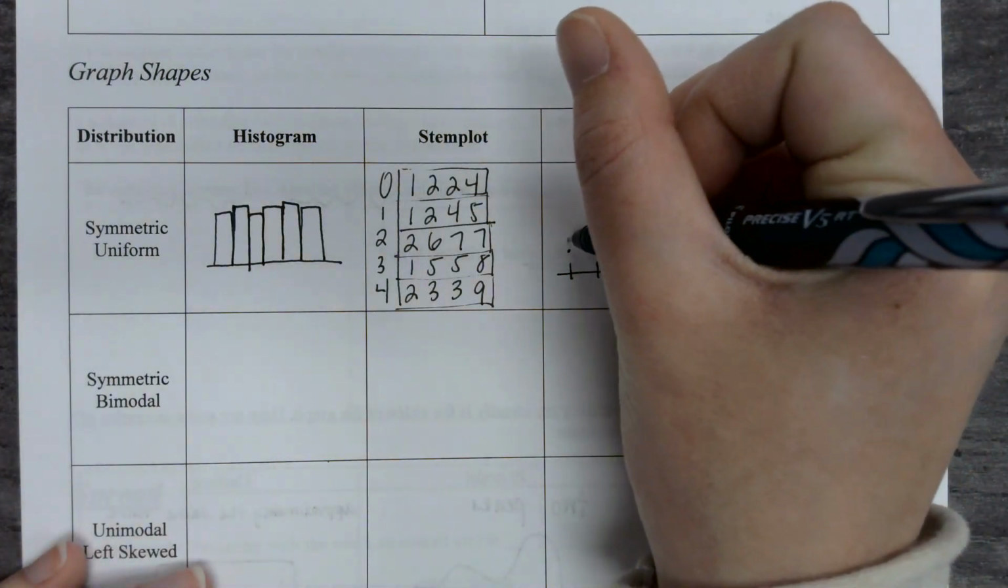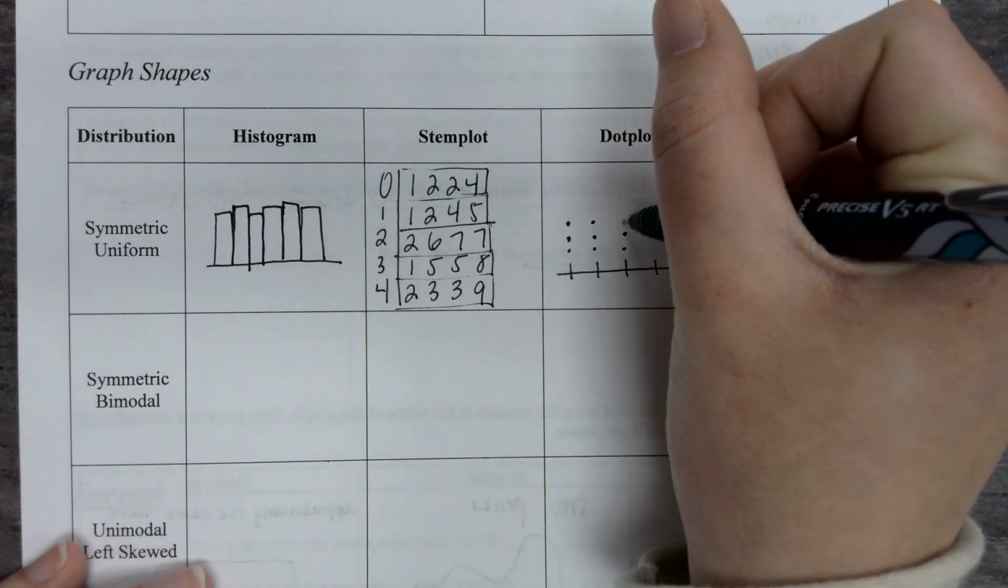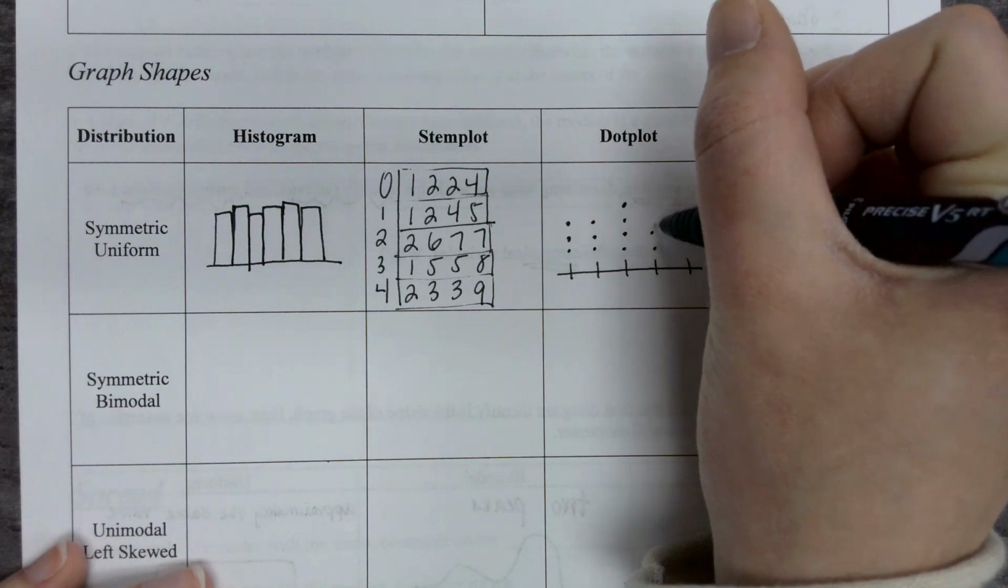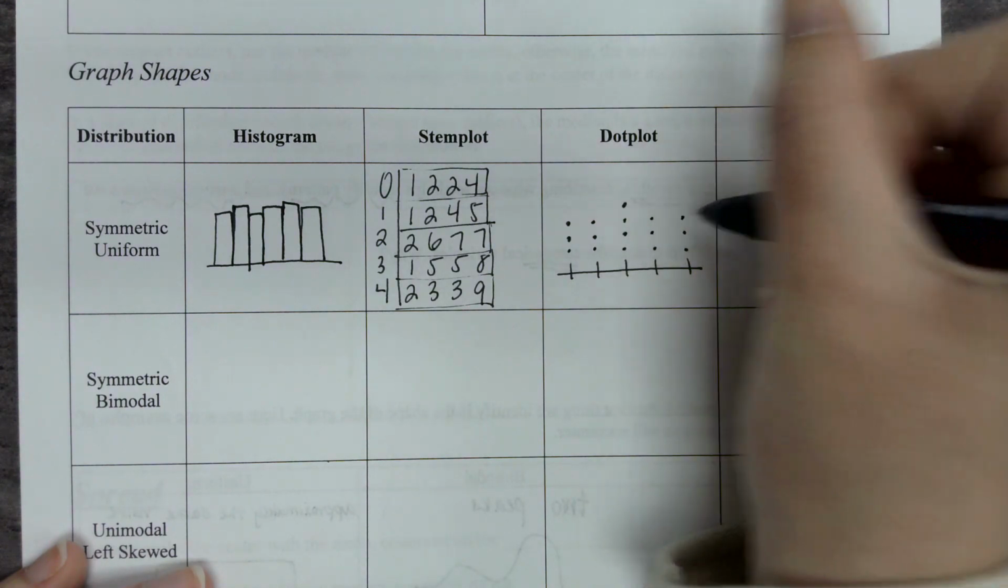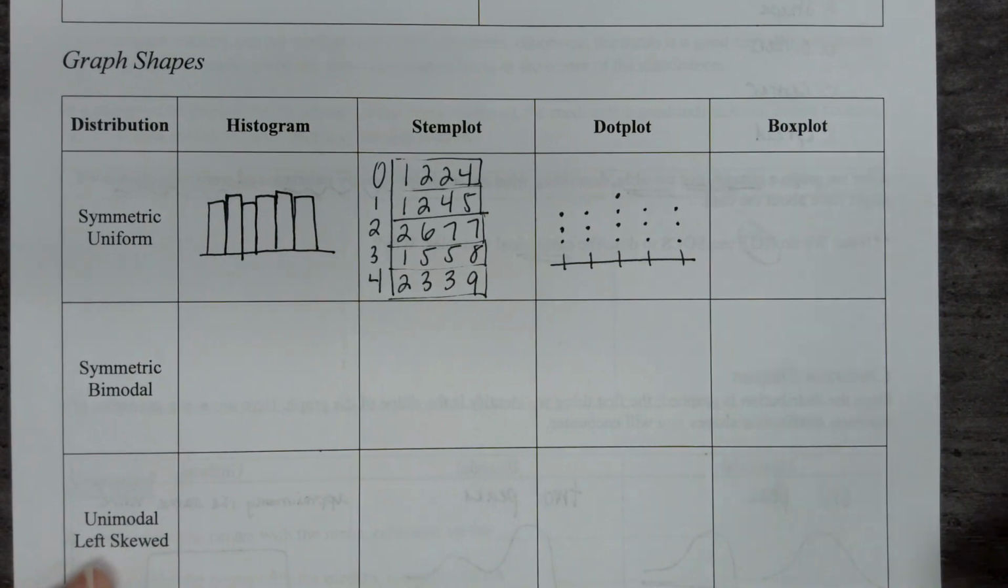Maybe I have 3 dots here, 3 dots here. Maybe I have 4 here, but I have 3 and then 3 more. So it'll be something like a symmetric uniform distribution.